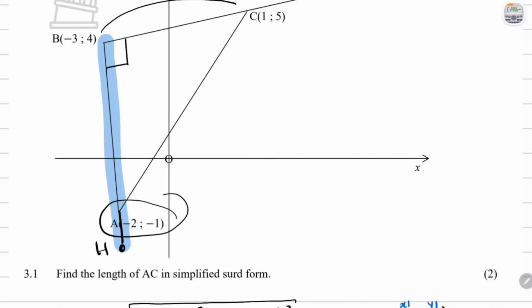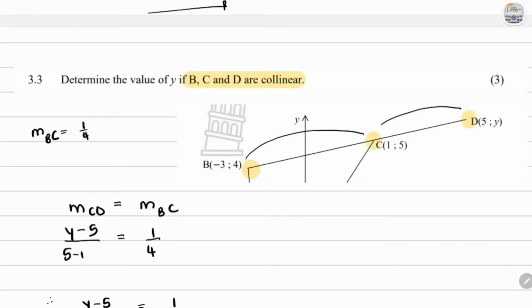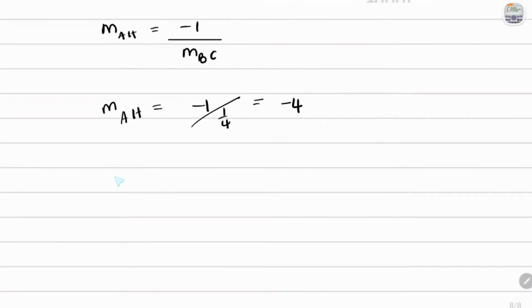So we just use this -1 and -2 and -1. Okay, so our equation of our straight line is y = mx + c. You can use this, but I like to use this formula rather: y - y1 = m(x - x1).